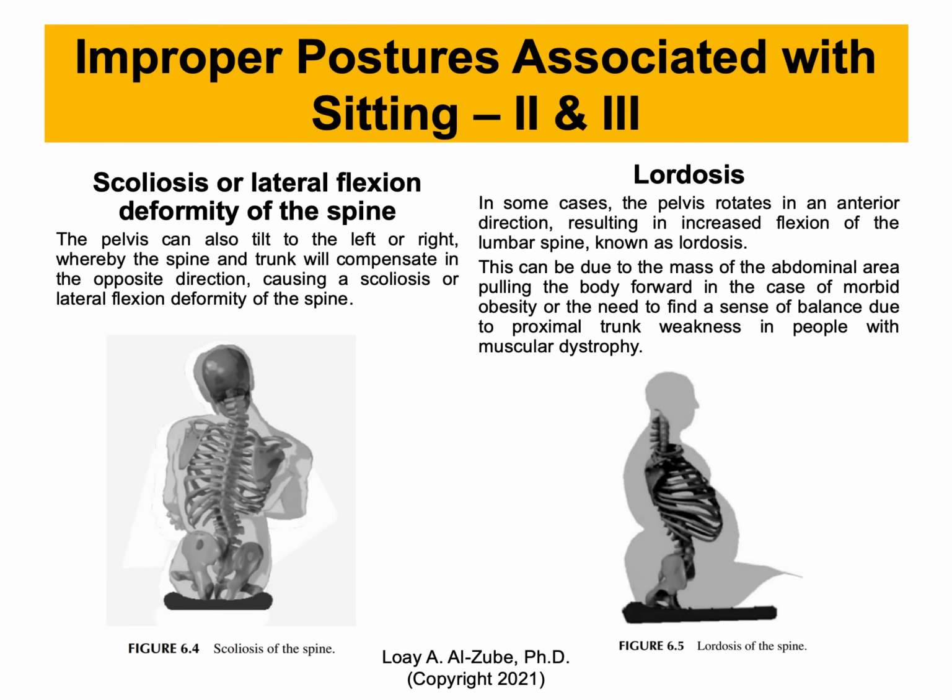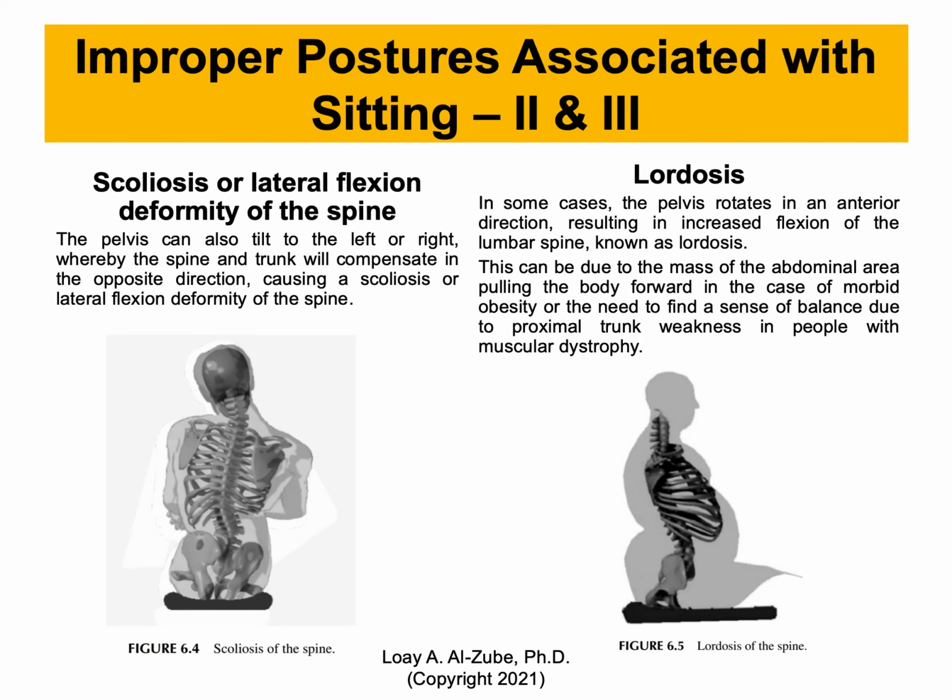The second condition that I want to talk about is second and third actually. Scoliosis, or something called the lateral flexion deformity of the spine, which is the image on the left. Here the pelvis can tilt to the left or right, whereby the spine or trunk will compensate in the opposite direction. So you see how the pelvis is going to the right, and then you have the spine going to the left. So this is the characterization of scoliosis. And this is a condition that is associated with seating and sitting for long times.